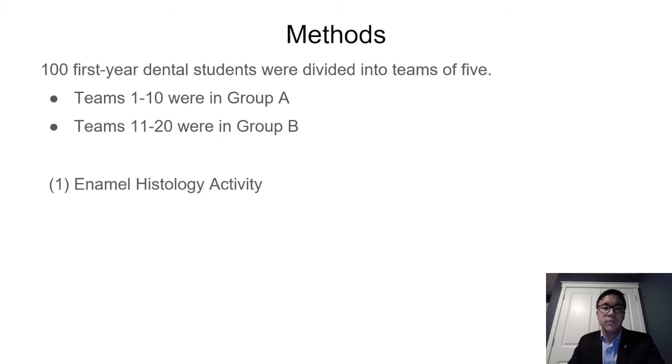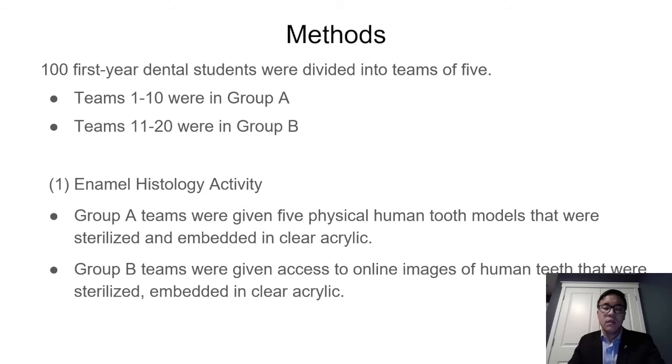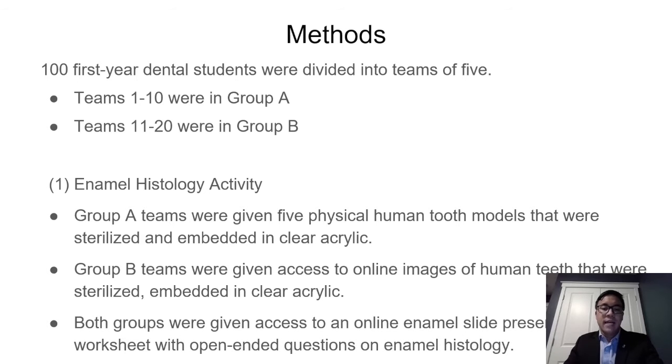We had each group participate in 2 different learning activities. The first activity is the enamel histology activity. Teams in Group A were given 5 physical human tooth models that were first sterilized and then embedded in clear acrylic. Teams in Group B were given access to only online images of human teeth that were first sterilized and also embedded in clear acrylic. Both groups were given access to an online enamel slide presentation and a worksheet with open-ended questions on enamel histology.